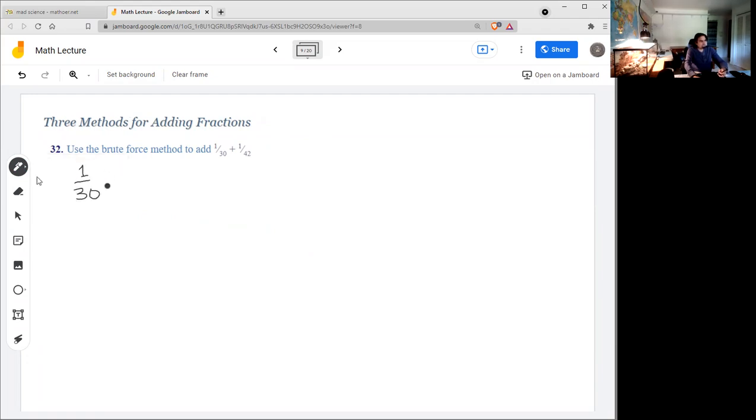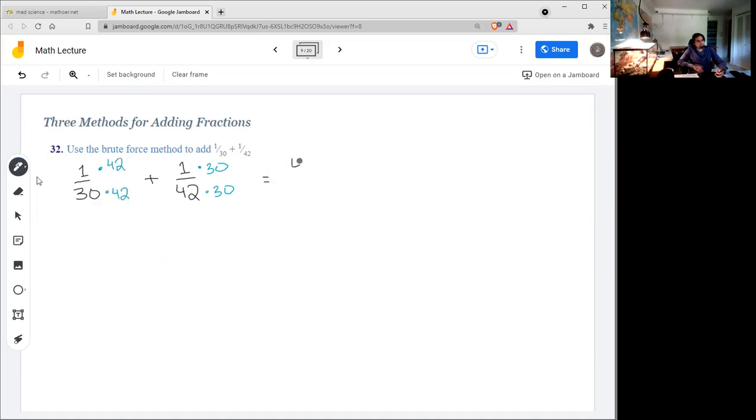When I'm writing it, I'm not going to put my plus right here. I need some space to do the times something top and bottom. So I'll make myself have a little bit of space before the plus. 1/42. I don't want to think about things at all. I'm going to brute force this, dive right into it. This one I do times 42. This one I do times 30. Multiply each by the other. I have to be fair, so whatever I do on the bottom, I have to do on the top.